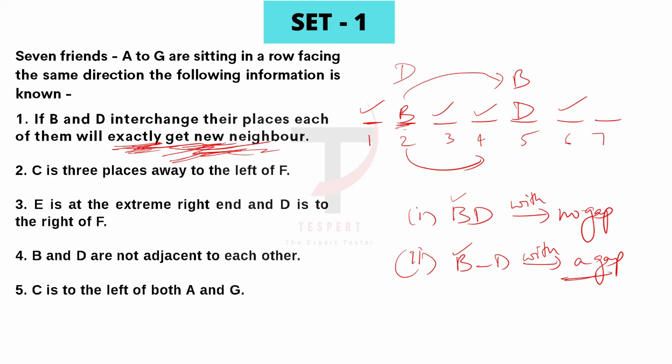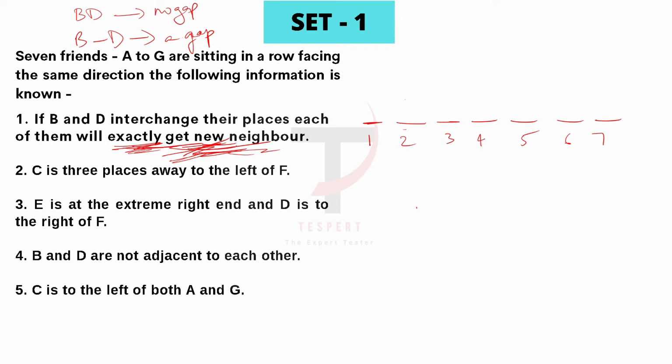But as we want only one new neighbor, the only cases possible are B and D with no gap, where neither of them is at an extreme end, and B and D with one gap, where neither is at an extreme end. So these are the only 2 cases possible. Please remember, because these 2 points will help us solve the set. Let me write it here, because I will erase them. So B and D with no gap is possible, and with one gap is also possible.